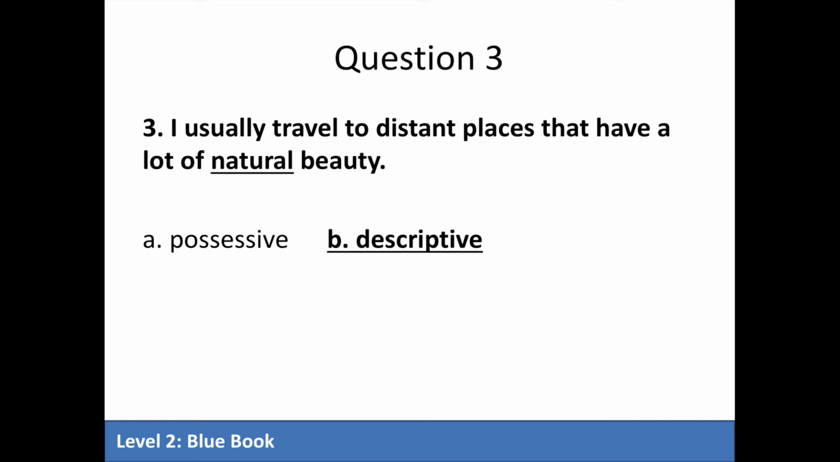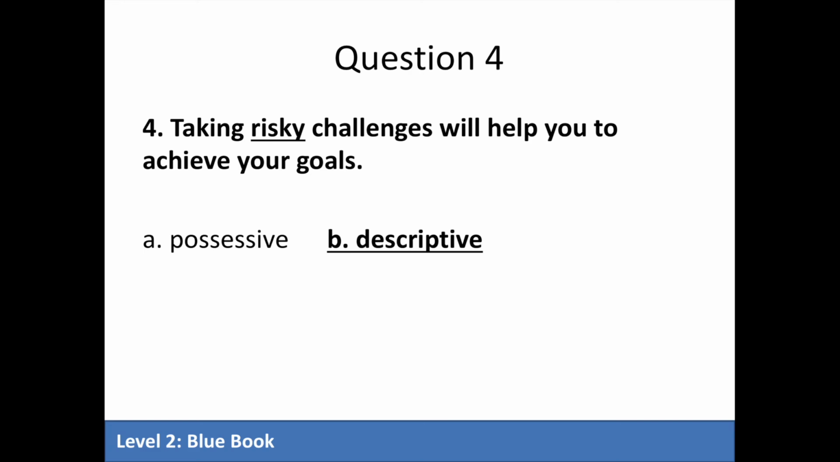Question 3. I usually travel to distant places that have a lot of natural beauty. Again, here in this question, we have natural beauty. It's describing the distant places I travel to. So B is the correct answer. Question 4. Taking risky challenges will help you to achieve your goals. Again, I have challenges. Well, what kinds of challenges? We have risky, describing challenges. So B, descriptive adjective, is the correct answer.